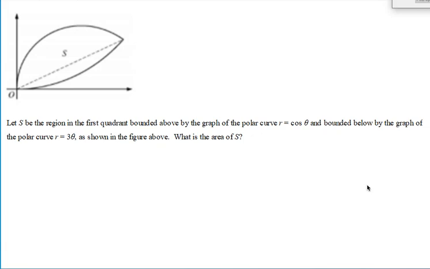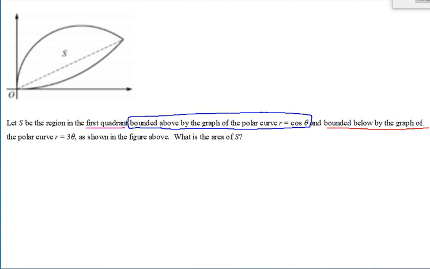To the notes for AP Calculus on the topic of advanced area problems continued. So on this one it says let S be the region in the first quadrant, bounded above by the graph of the polar curve r equals cosine theta, and bounded below by the graph of the polar curve r equals 3 theta.